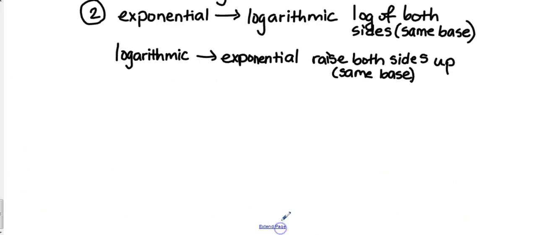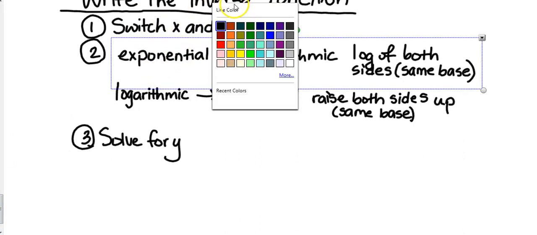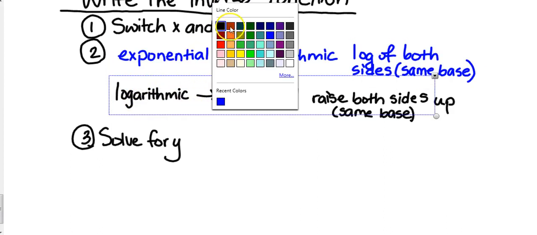All right. Let's get to work. Oh, sorry. One more step. 3, solve for y. That one's important. I didn't like how my highlighter boxes looked, so I'm just going to take a second and change the color of the font so it looks different. But if you have your highlighters, that would be great for you guys to highlight these in 2 different colors, please.